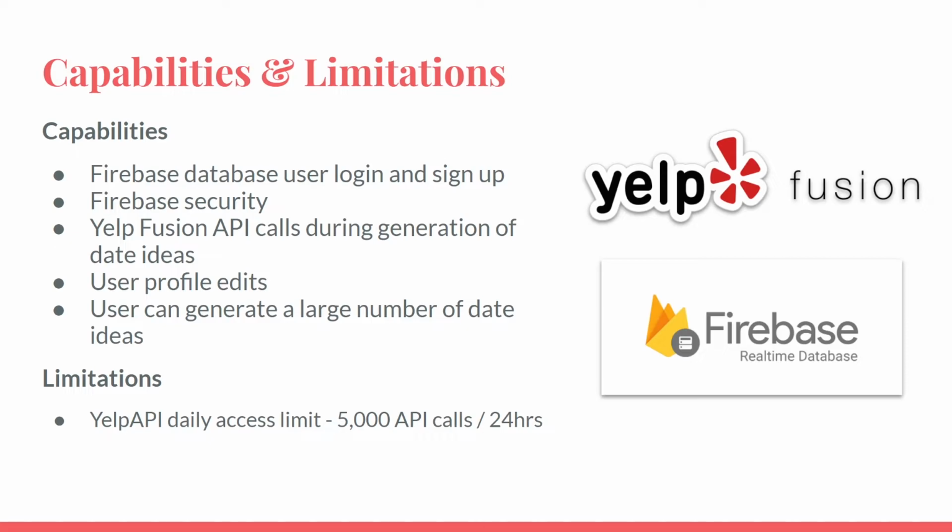So limitations, we have a Yelp API daily access limit of 5,000 API calls for a day. This would be a limitation because let's say we have 5,001 users that use this app. Now, if they all called the Yelp Fusion API by clicking on the generate button, then they wouldn't be able to generate any more ideas due to this limitation right here. So yeah.